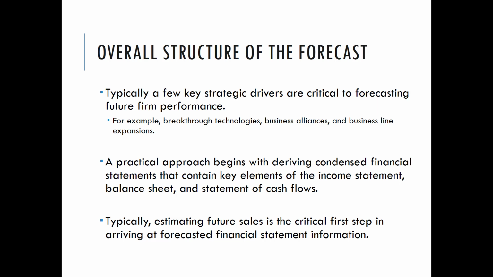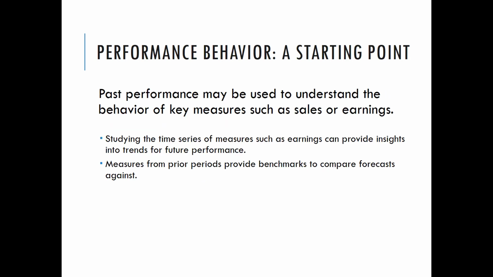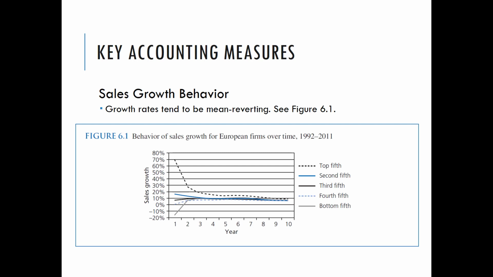Before we start to forecast sales, we can look at past performance behavior of firms in general to give us an indication of how various ratios or relationships hold over time. Probably the most important part of this week is mean reversion. When we're looking at mean reversion, we talked about sales growth in the beginning, the idea that sales growth mean reverts over time.